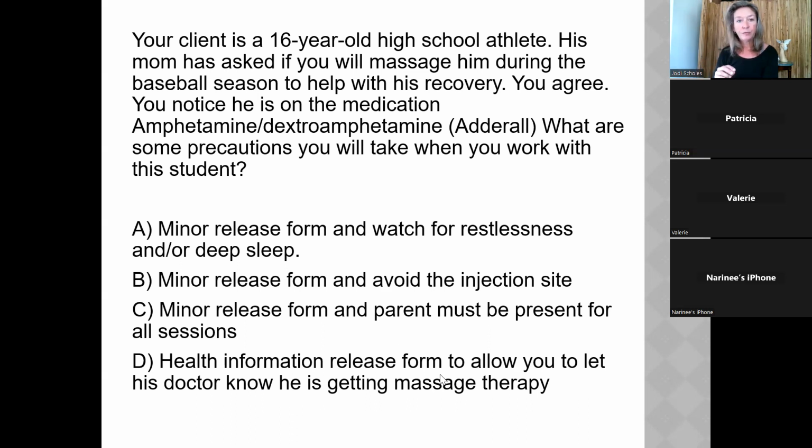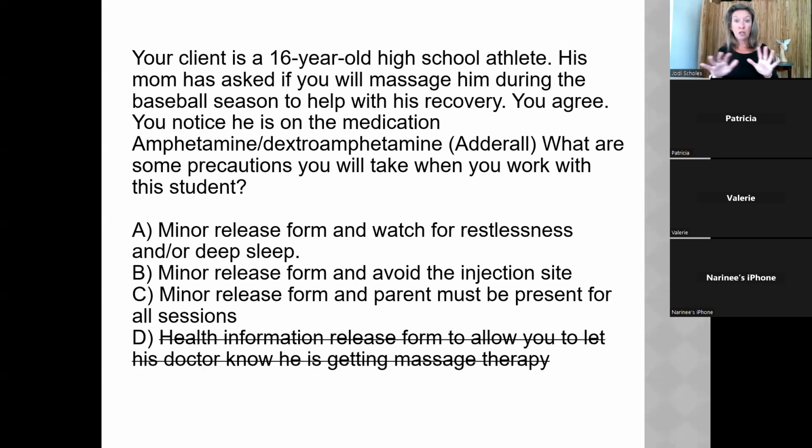Okay, let's pause here. Do we have to let his doctor know that he's getting massage therapy? Has anyone talked about that? We actually aren't being asked to let his doctor know. We may need to let his doctor know, but that's not a part of this conversation. So let's eliminate that as an answer. Now, if we let his doctor know, then we would need a health information release form. But that's not a part of this conversation. We are contained right now. So let's eliminate that as an answer.